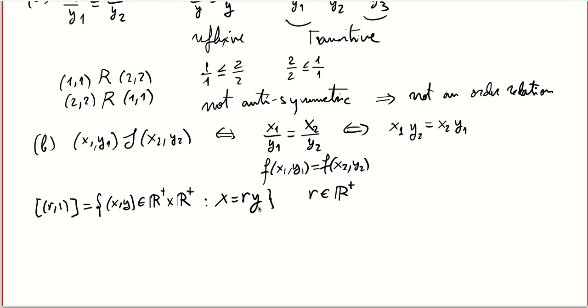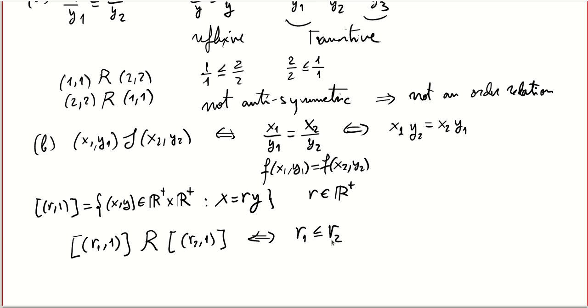And now once we have these classes, we can recover our original relation, but this time not applied directly to pairs, but to classes. So in other words, what you have now is this relation. You have one class, and you have another class, and you say they are related if and only if r1 is smaller than or equal to r2. All right? Okay, let's see.